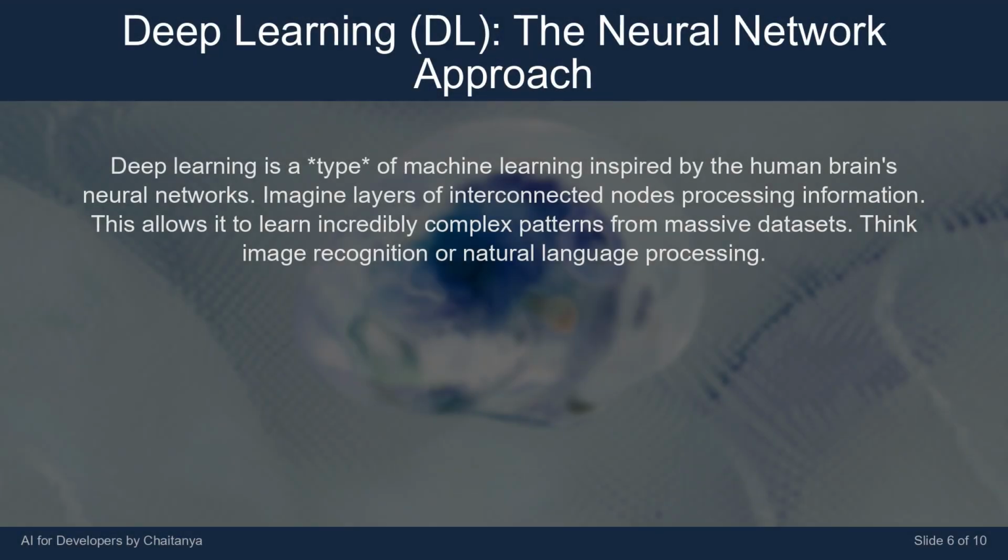Deep learning is a type of machine learning inspired by the human brain's neural networks. Imagine layers of interconnected nodes processing information. This allows it to learn incredibly complex patterns from massive datasets. Think image recognition or natural language processing.